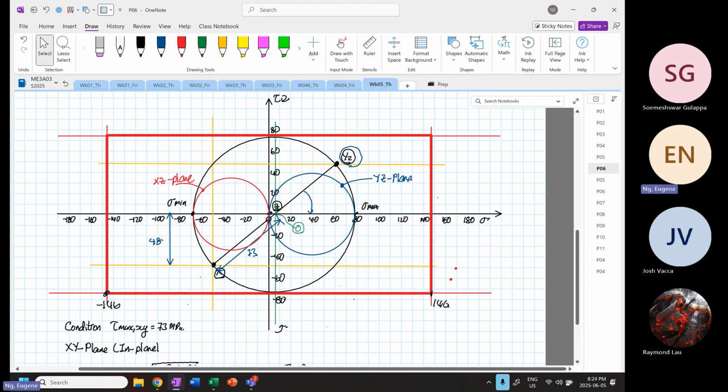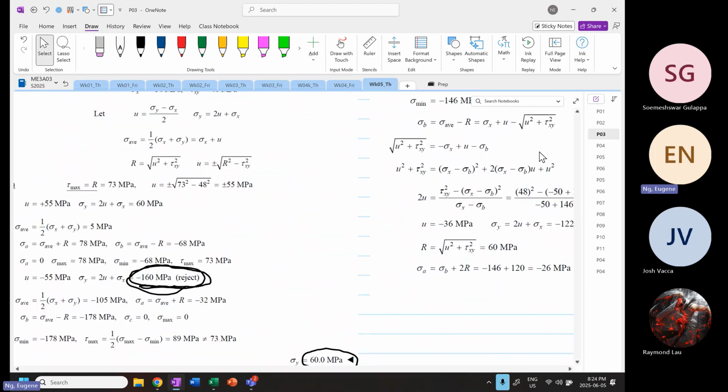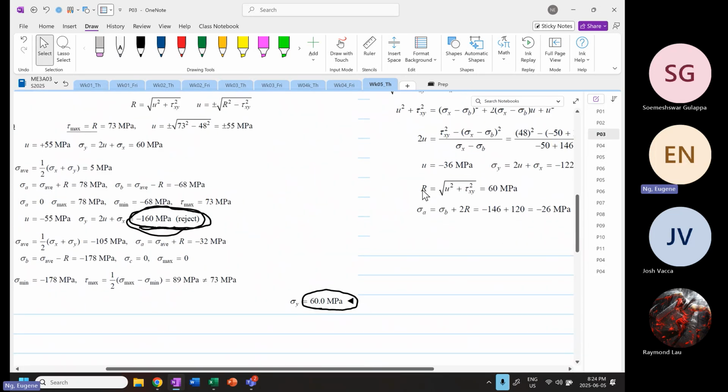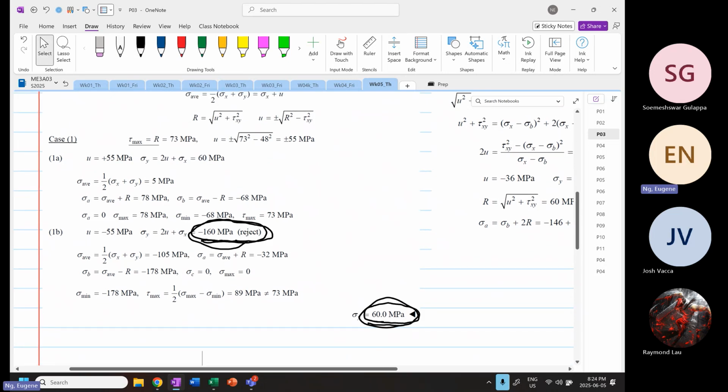Okay. Now you can see a complete 3D Mohr circle. In 3D, all three circles are within the red box. Okay, so now if we were to go over here, looking at the solution menu again, remember what we said? 60 is valid. Okay, and then they started calculating. Did they start calculating?